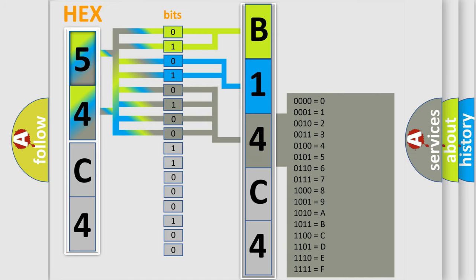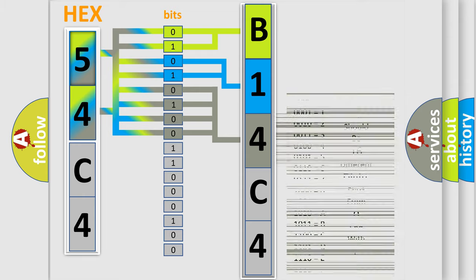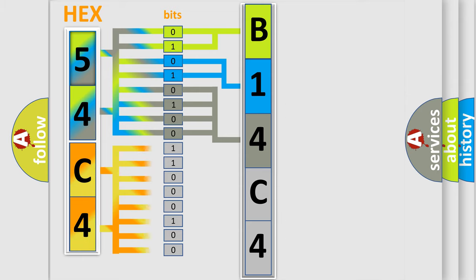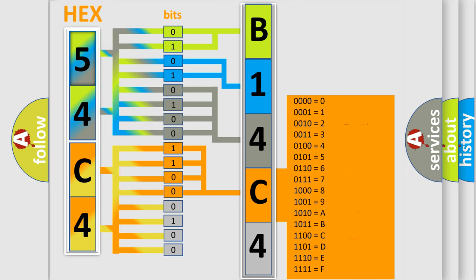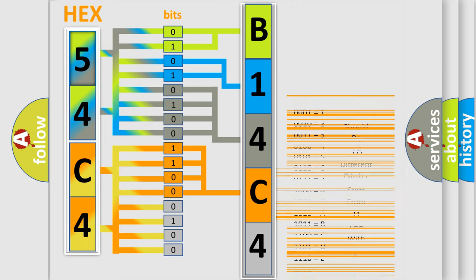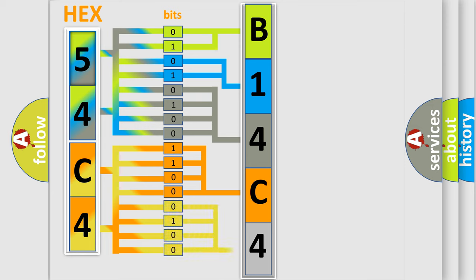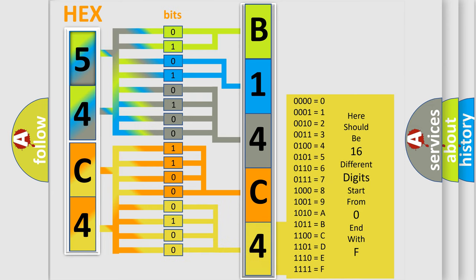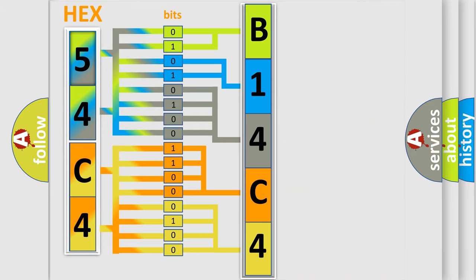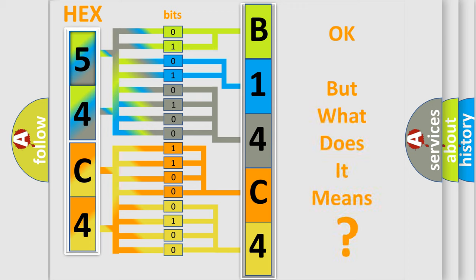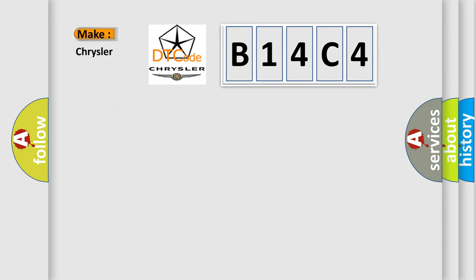The second byte is composed of a combination of 8 bits. The first 4 bits determine the fourth character of the code, and the combination of the last 4 bits defines the fifth character. A single byte conceals 256 possible combinations. We now know in what way the diagnostic tool translates the received information into a more comprehensible format. The number itself does not make sense to us if we cannot assign information to what it actually expresses. So, what does the diagnostic trouble code B14C4 specifically mean for Chrysler car manufacturers?